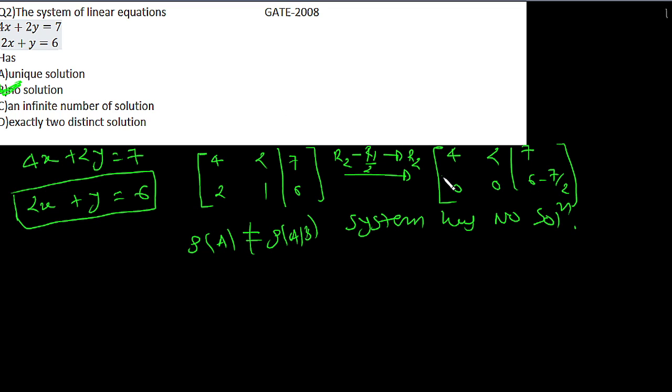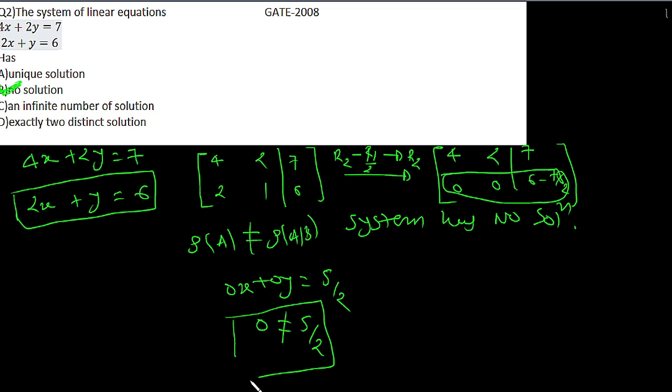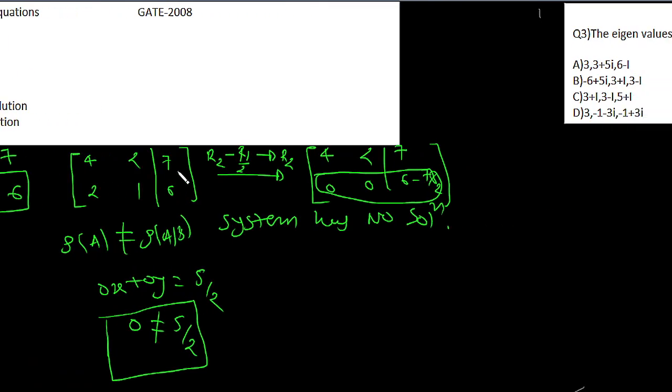You can see here from the second row of the matrix, you can write it in the form of a linear equation. You get 0x plus 0y, but the right hand side is not 0, it becomes 5 by 2. So what we are getting is like this, and it's not true. It is not possible for any values to satisfy this equation. So we can say that the system is inconsistent, or in other words, the system has no solutions. Okay, let's move to problem number 3.